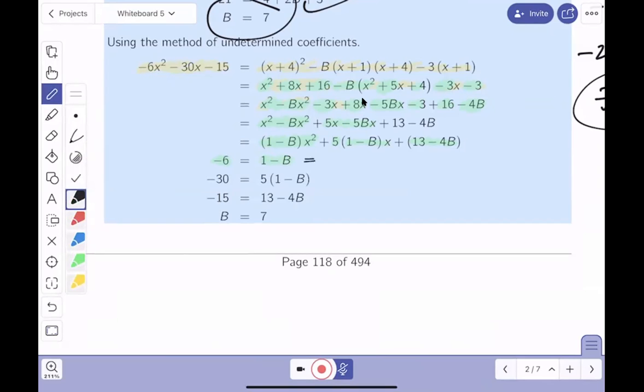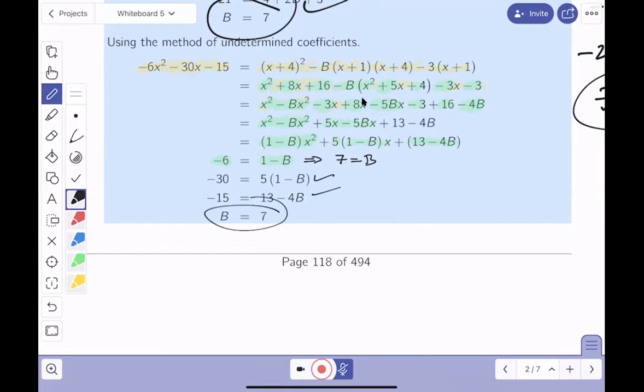If I look at that over there, what would b have to be? 7. By the way, I want to make sure that I did everything right. If b is 7, what would I get for the second term? Well, 1 minus 7 is minus 6, and 5 times minus 6 is minus 30. That worked out beautifully. And do I get the last term? Well, if b is 7, 4 times 7 is 28. 13 minus 28 is minus 15. And is that what I wanted? That works out good too. So b is 7.